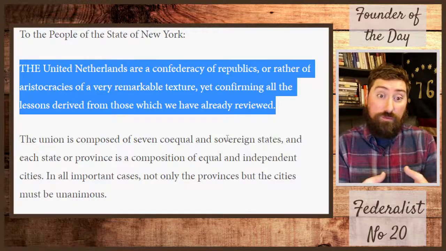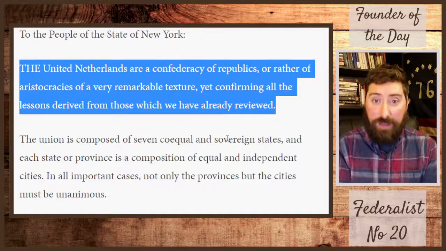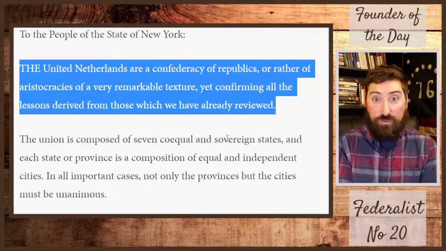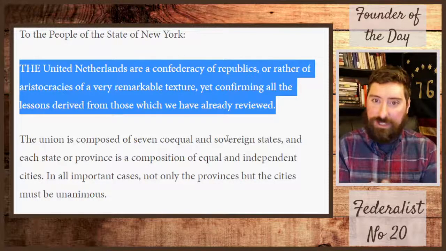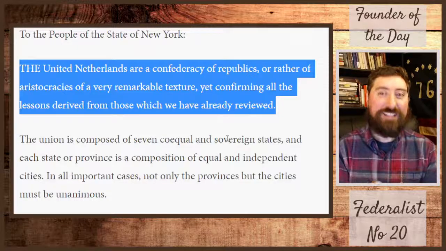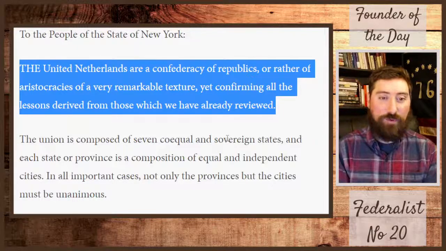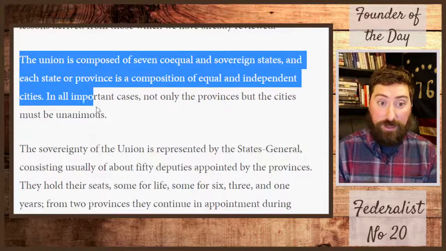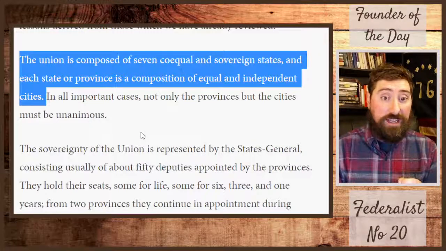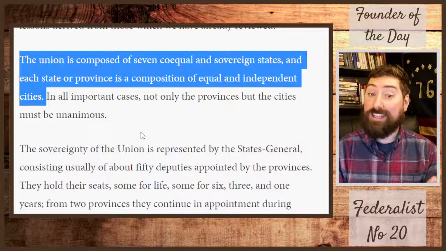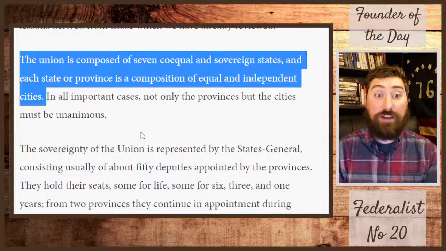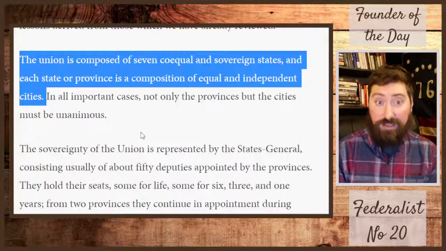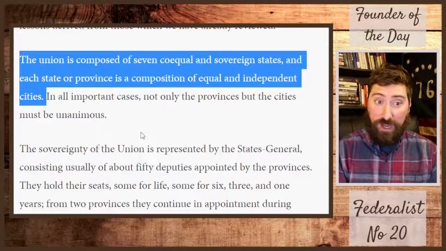So the republics, the states of Netherlands, as he's implying here, unlike the states in the United States, were quasi-monarchical, constitutional monarchy style republics, which is different than the states, but let's continue. So, the Union is composed of 7 co-equal and sovereign states, and each state or province is a composition of equal and independent cities. So, pretty self-explanatory on the surface.